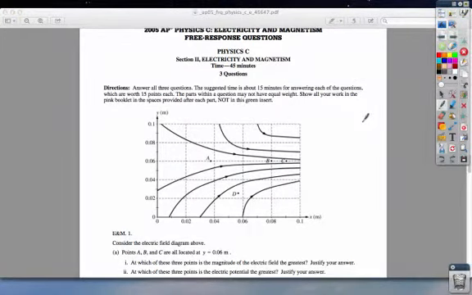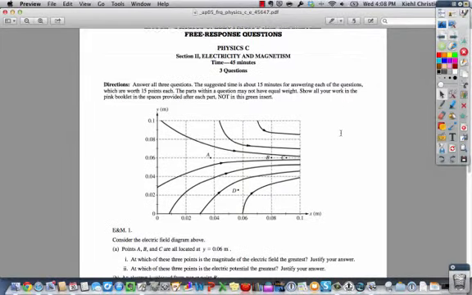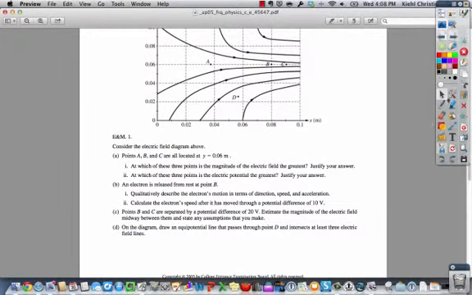All right, hi everybody. We're looking at the 2005 E&M Problem 1, which gives us a two-dimensional electric field lines chart that we're to analyze and do some basic problems with. So let's go ahead and get started.